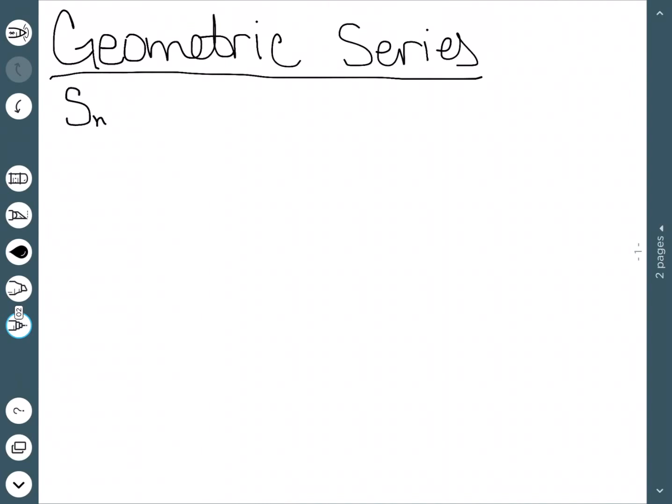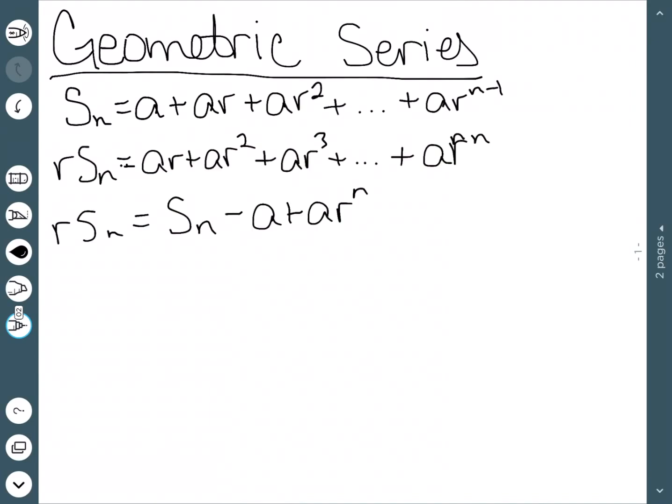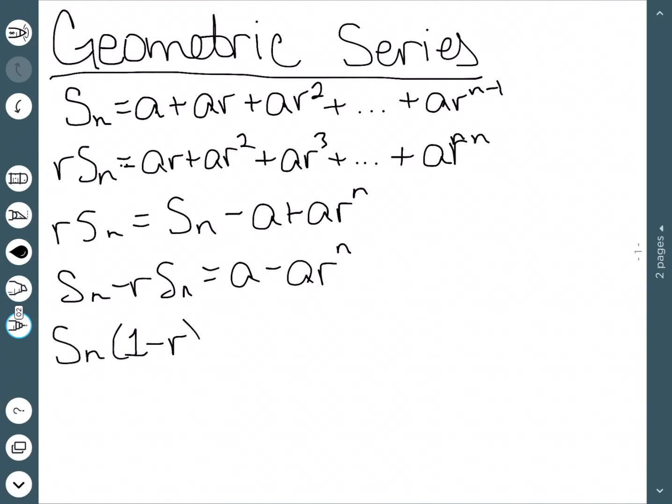Well, Sn is going to mean a plus ar plus ar squared, and so on up to ar to the n minus 1. I'm going to rearrange this so that I have Sn minus r Sn is equal to a minus a r to the n. I'm then going to factor both sides. On the left, Sn times 1 minus r, and then on the right, a times 1 minus r to the n. And then I'll divide both sides by 1 minus r.